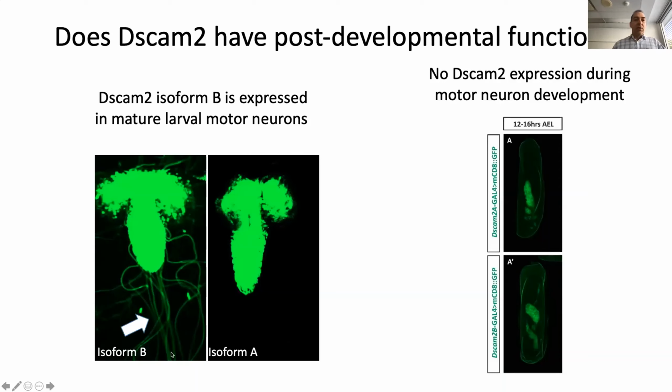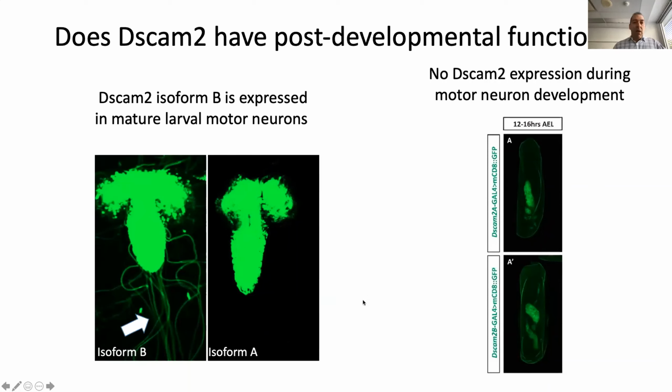I haven't talked about the alternative splicing, but there's an isoform B and an isoform A, and these mediate isoform-specific homophilic binding. Isoform B is expressed in motor neurons and sensory neurons in the periphery, and it's also expressed in the brain and the ventral nerve cord, as you can see here. But isoform A is only expressed in the brain and nerve cord. It's not expressed at all in the periphery. So Lorenzo wanted to look at the neuromuscular junction, where the motor neurons connect to muscles, and see if there were physiological roles for DSCAM2 at this synapse.